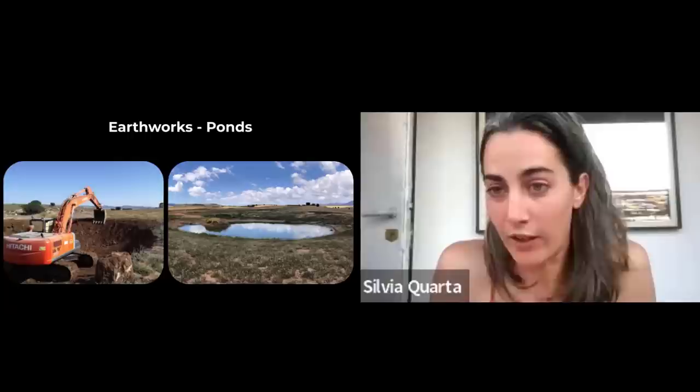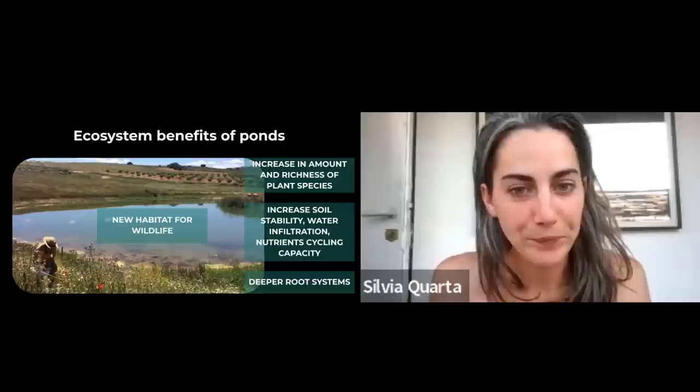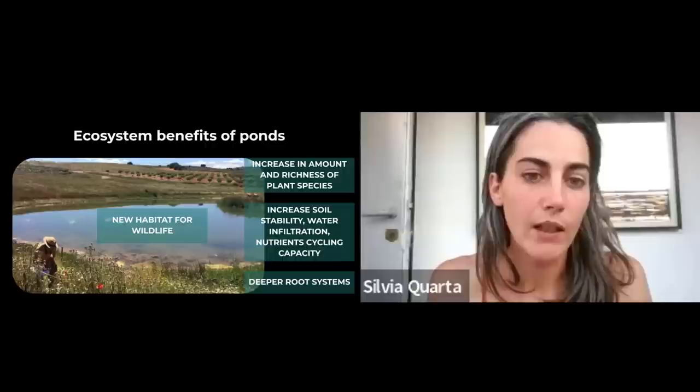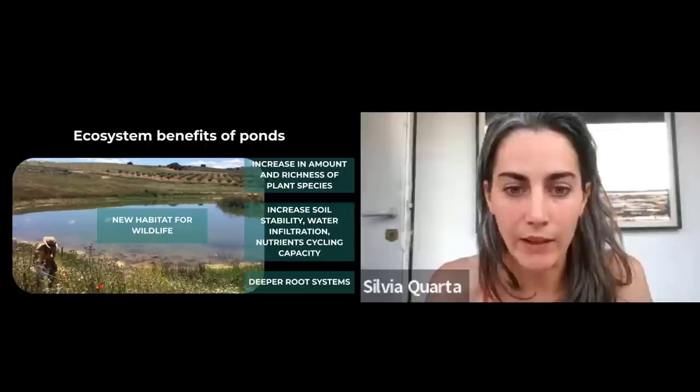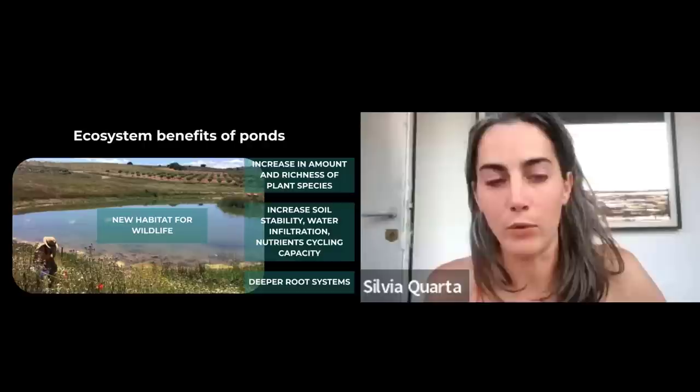We can move forward. So indeed, this is a picture of one of the ponds in spring. This pond was completely empty at the beginning of summer last year. And then, this March, April, when we had quite big rains, it filled up again, which was really nice.